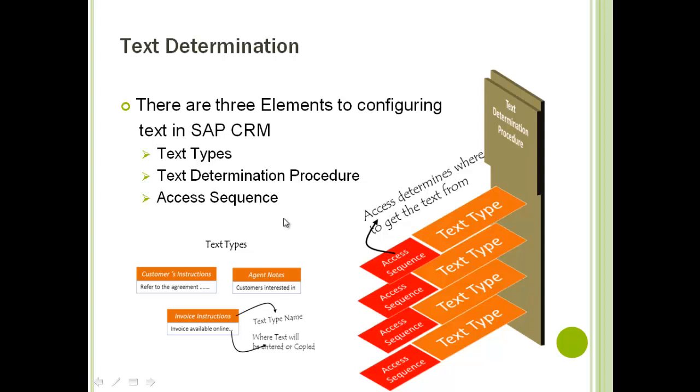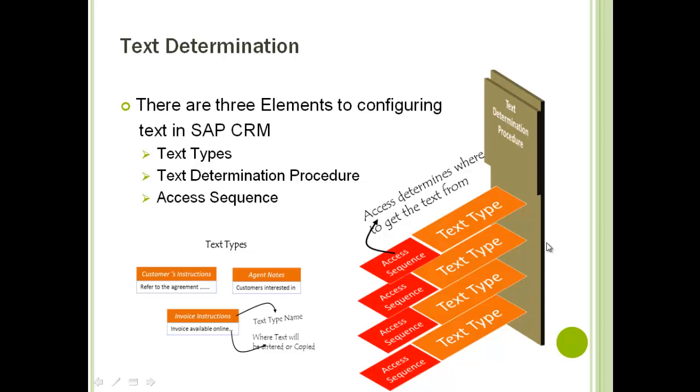So the text types are names of the text containers. SAP CRM supplies an exhaustive set of text types, but new ones can be defined as per customer requirement. These are also associated with objects in CRM like business partner, master data, and transactions. Now the text determination procedure is essentially a collection of text types. This procedure is assigned to CRM objects. We'll look into how. This way the objects in CRM are associated with text types.